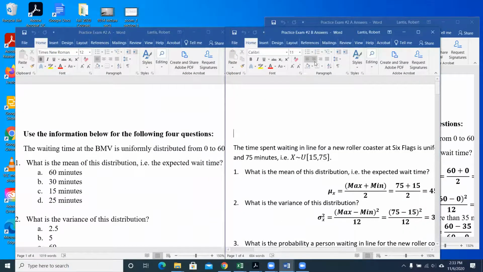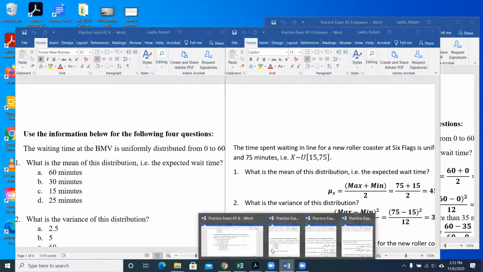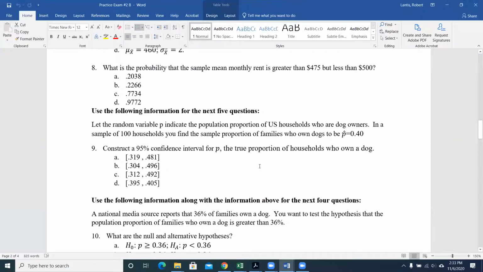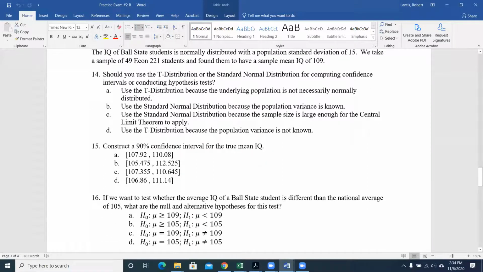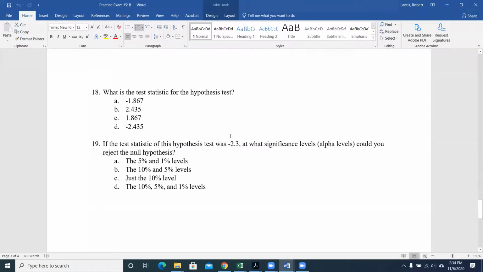Let's see. So yeah, we worked through every problem on practice exam B. Is there anything else I wanted to say here? I think we're good on these.